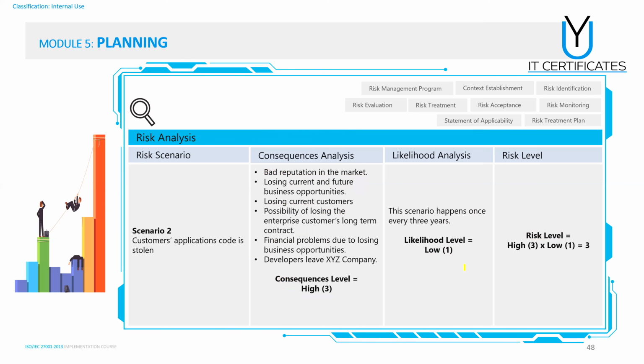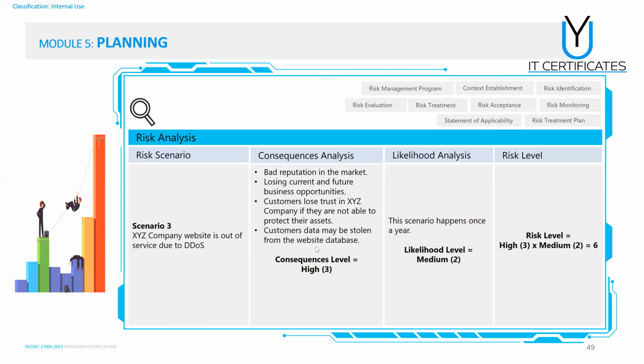For scenario number 2, where the customers' application code is stolen, the consequence level is 3. It's less than the previous one because here we may not have any court cases. This will be financial loss, reputation damage, losing customers and so on. Again, it can happen once per 3 years, which means the likelihood will be 1. Then the risk level here will be 3.